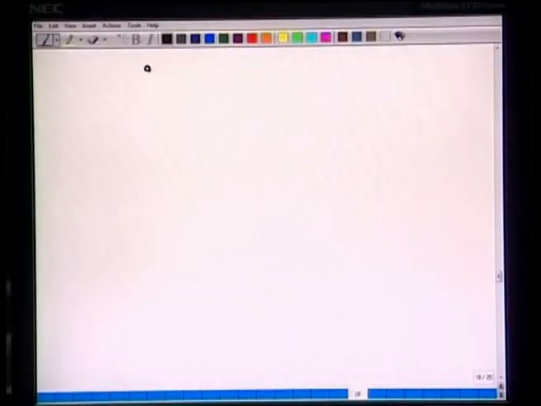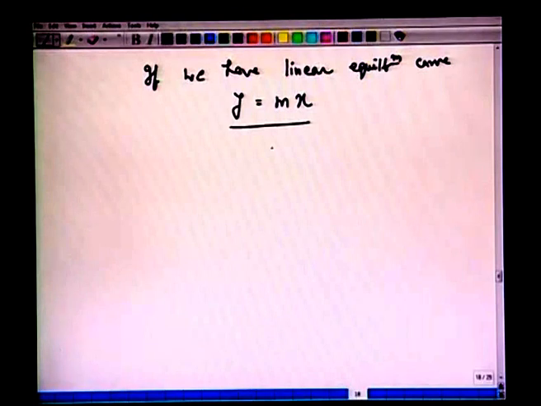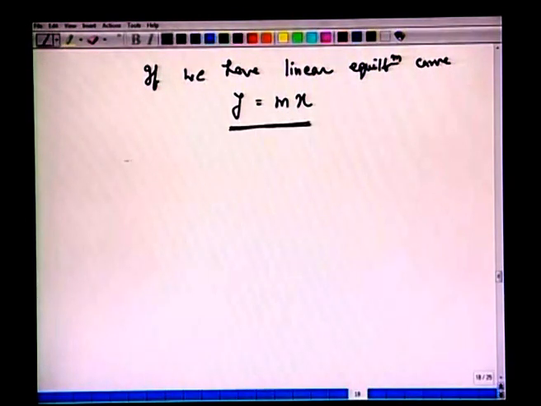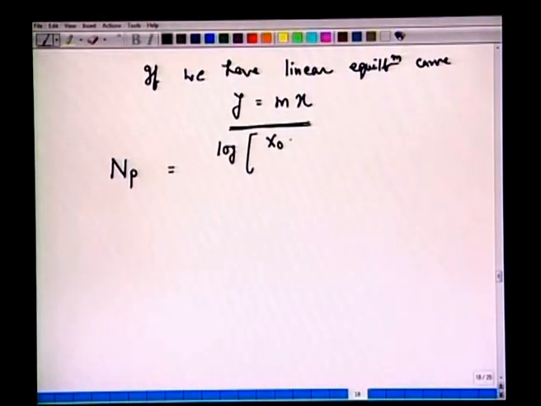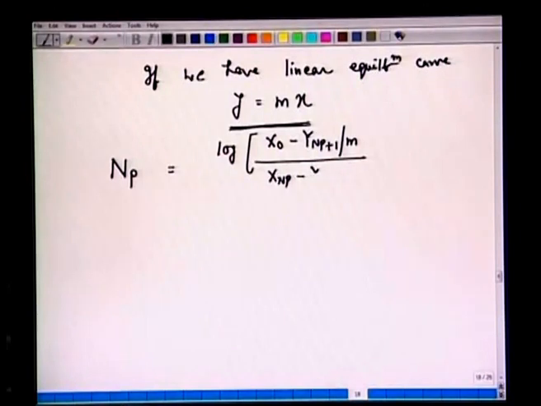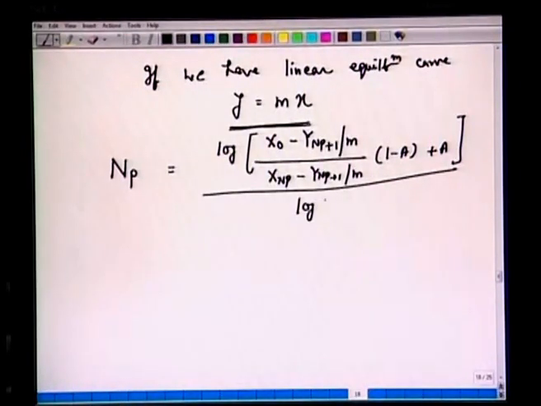So if we have a linear equilibrium curve, like we can write y equal to mx, a straight line, then it is possible to obtain an expression for the number of stages Np equals log of [(x0 minus y Np plus 1 over m) over (x Np minus y Np plus 1 over m)] times (1 minus a) plus a, divided by log 1 over a. As we said, you should take this as an exercise to obtain these expressions.